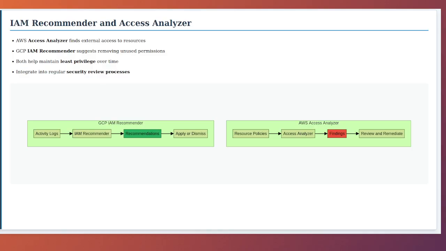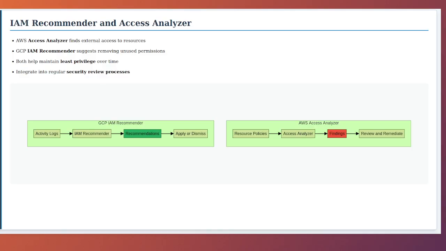The diagram shows how these tools work in their respective platforms. AWS Access Analyzer continuously monitors your policies and generates findings when it detects external access. You review these findings and remediate if the access is unintended. GCP IAM Recommender analyzes activity logs, generates recommendations to reduce permissions, and you apply or dismiss these recommendations.